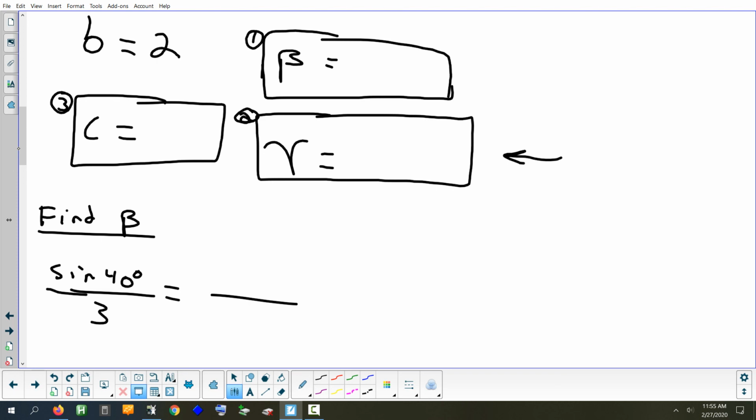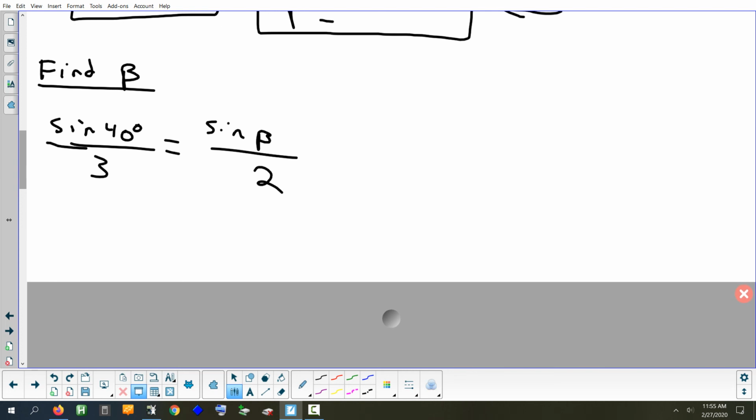You want to help her out? What would we put on the right side? Remember what we're solving for. So that limits you to what row you have to use. Yep. Sine beta over 2. Now, cross multiply, just like you always do. In fact, really, you don't even need to cross multiply. Just multiply both sides by 2. And that gets sine beta by itself.